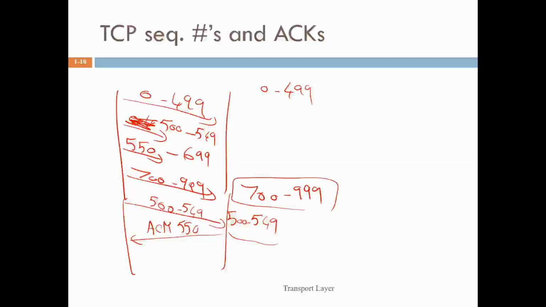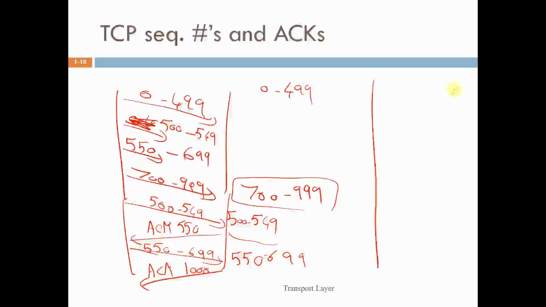When A receives this, it will know that the retransmitted second packet has been delivered correctly. Eventually, the timer for the third packet will also expire, and A will resend the packet from 550 to 699. And so now B has everything: 0 to 499, 500 to 549, 550 to 699, and also 700 to 999. So the next acknowledgement will be acknowledgement 1000, indicating that the entire block has been delivered correctly.